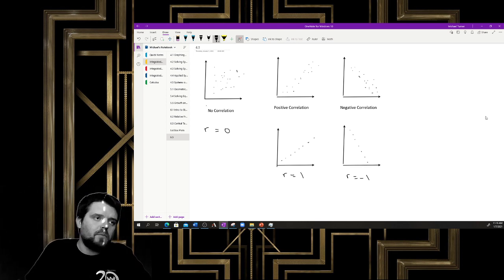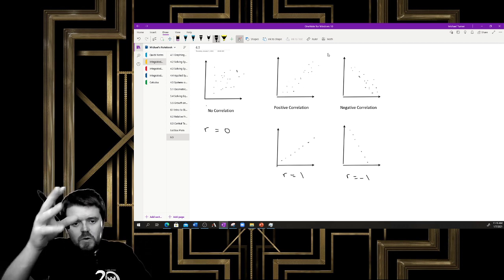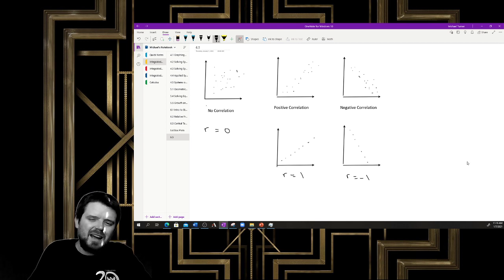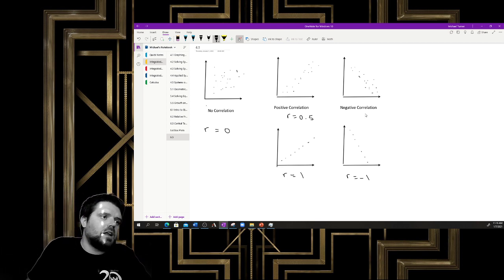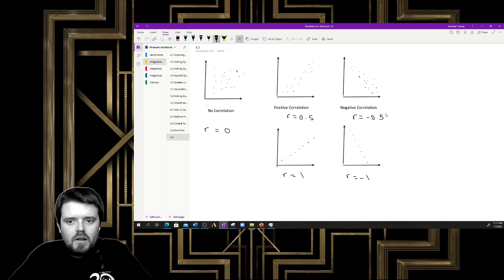So looking at the examples up here, yes, there is definitely a positive relationship. One is sort of increasing as the other is, but it's not exactly a straight line, right? Because they're sort of scattered a bit. So we would say that's closer to 0.5. There is a relationship, but it's not strong. And vice versa with negative correlation. If I can't draw a straight line through it, there is some negative correlation, but it's not strong. So we'd say that's -0.5.